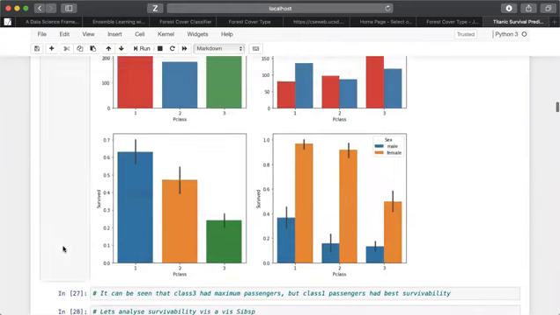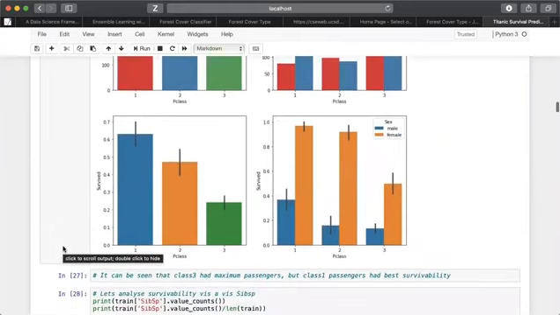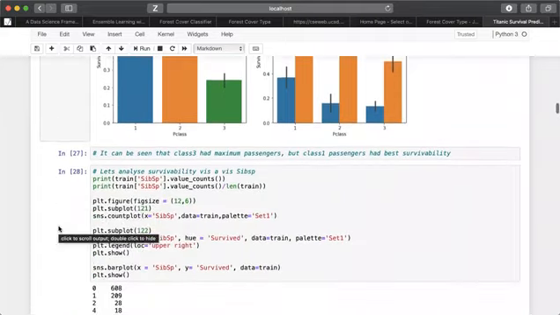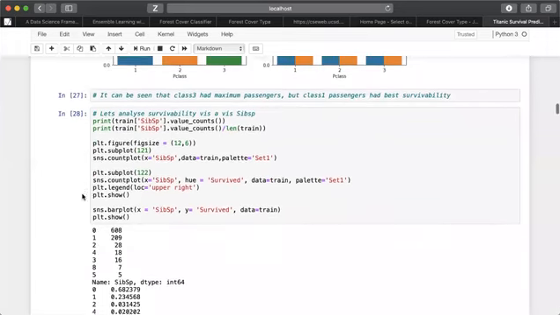Here I have also done the hue of male and female that survived. This I will cover later on also, but when we played the hue of male and female, in all the classes we see the females had better probability of survival. So more of them survive in all the three classes. So what we can see is that class 3 had the maximum passengers, but class 1 passengers had the best survivability. Now let's go to the next discrete column, that is sibling support.